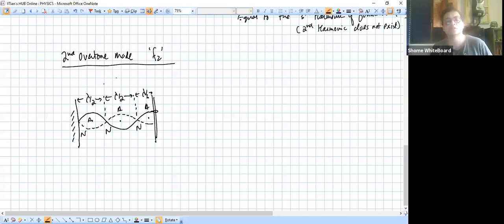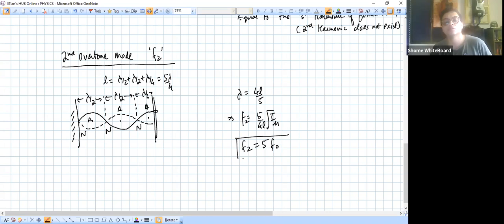So L becomes 1/2 loop plus 1/2 loop plus 1/4 loop. So 5 lambda by 4. So in this case, lambda becomes 4L by 5. And accordingly, the frequency therefore becomes 5 by 4L square root T by mu. So you can see that the second overtone is the fifth harmonic of the fundamental. Likewise, when it comes to the third overtone mode, it will be like this. So it will be 3.5 loops.